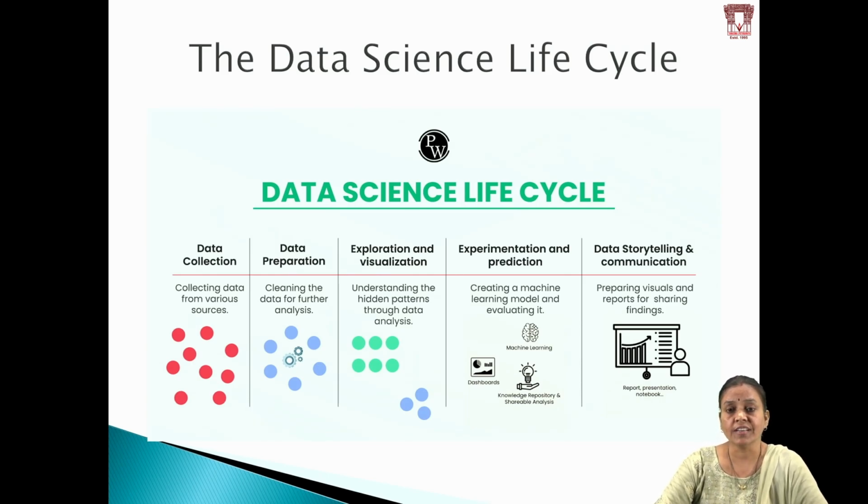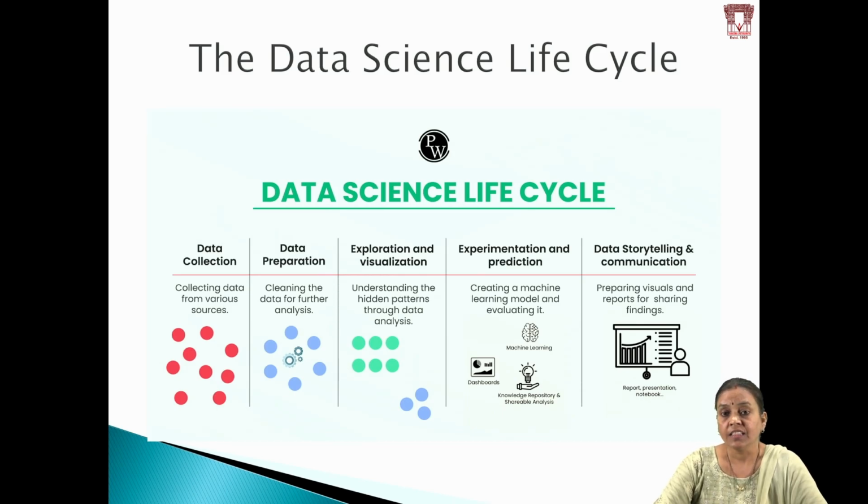Next, let us move to the next step of the life cycle, that is experimentation and prediction. Experimentation and prediction is where we create a machine learning model to evaluate the data. As we have seen in the figure, we are developing a model to collect the data, and developing the model to analyze the data.